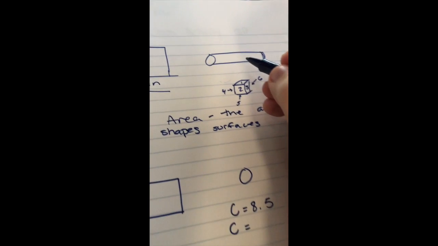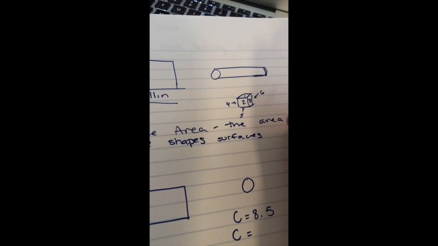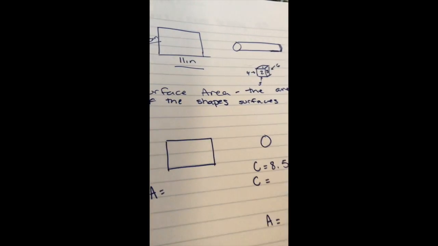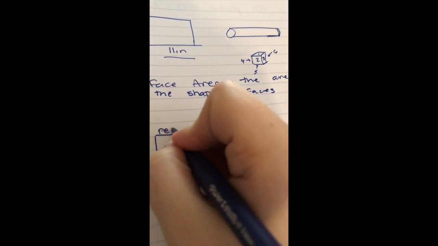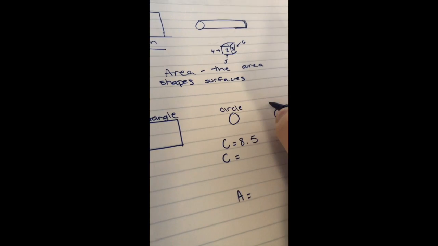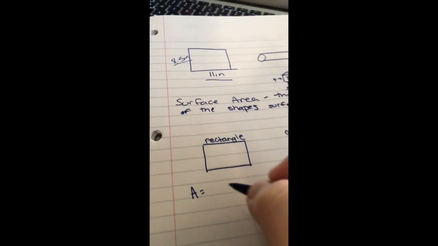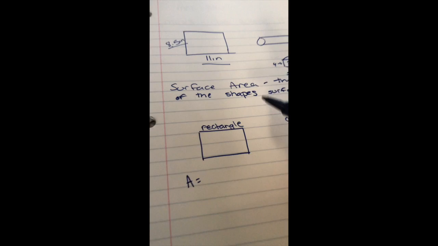In this situation, there are actually 3 shapes that we're dealing with. So what are the 3 shapes that are happening here? 2 circles and 1 rectangle. So we have a rectangle and then 2 circles. The rectangle is the easiest thing, so we're going to start with that.